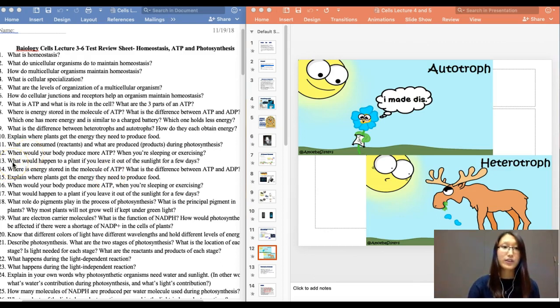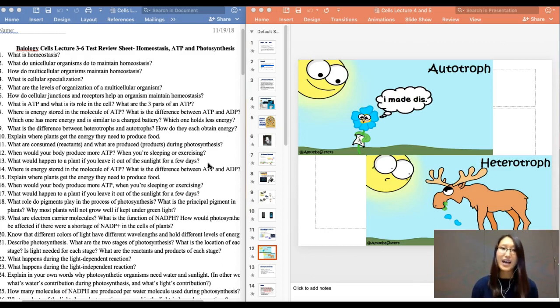The next question is question 13. What would happen to a plant if you leave it out of the sunlight for a few days? Because plants make sugar in the sun, it also stores that sugar during the day, right? So that when the plant does not have any more sunlight at night, the plant is still alive, right? The cells are still alive. The cells can still make more ATP, because the cells are using the glucose, the sugar that's stored in the body of the plant, in order to make ATP. Same thing as our human body, right?